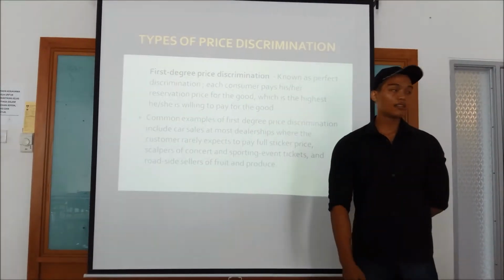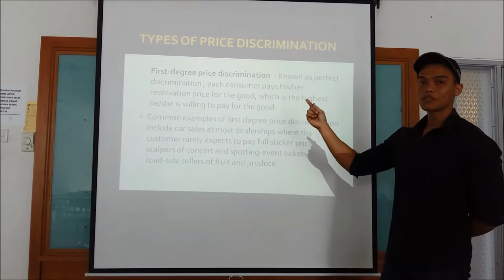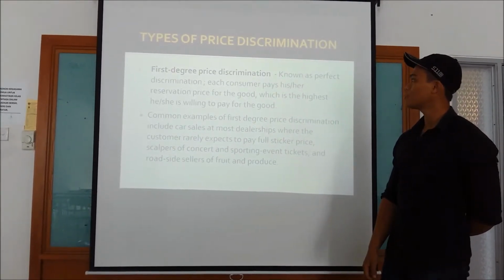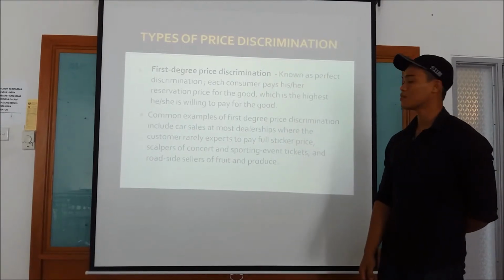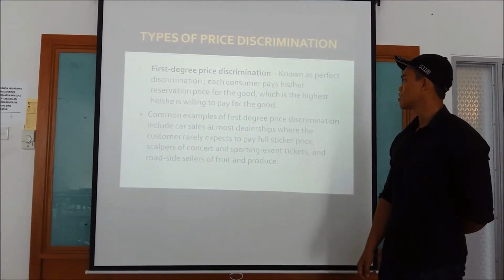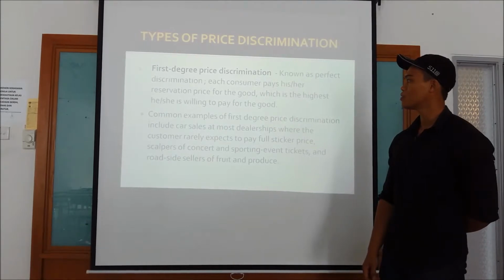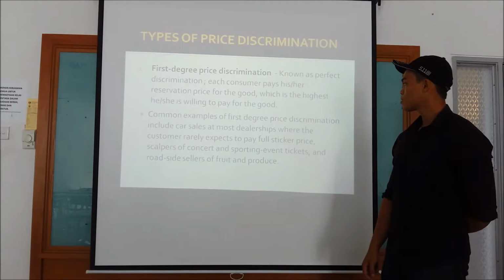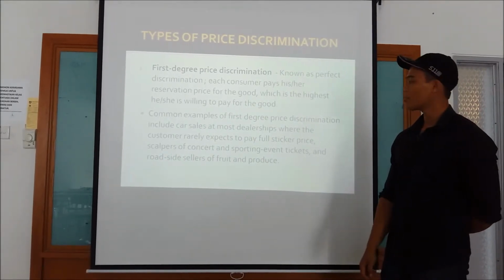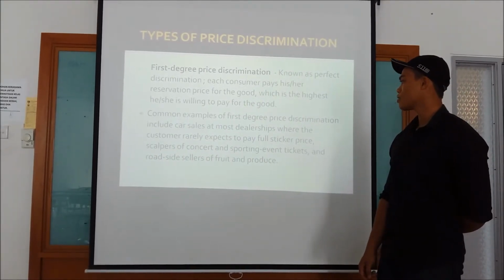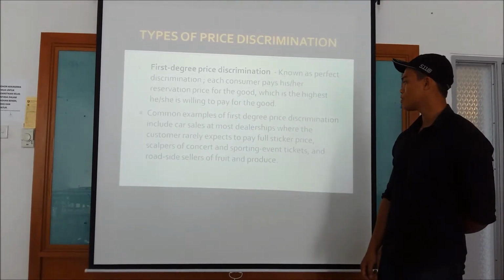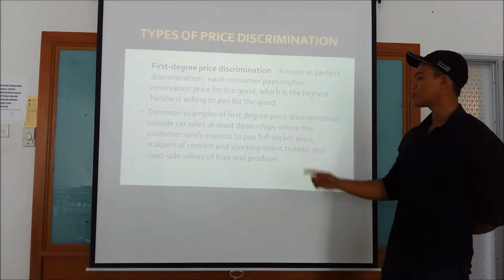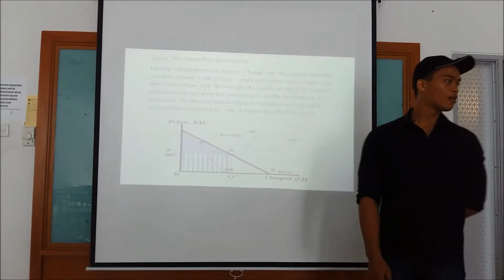Next, there are three types of price discrimination. First is first degree price discrimination, known as perfect discrimination. Each consumer pays his or her reservation price for the good, which is the highest he or she is willing to pay for the goods. Common examples of first degree price discrimination include car sales at most dealerships where the customer rarely expects to pay the full sticker price, scalpers of concert and sporting event tickets, and roadside sellers of fruit and produce.